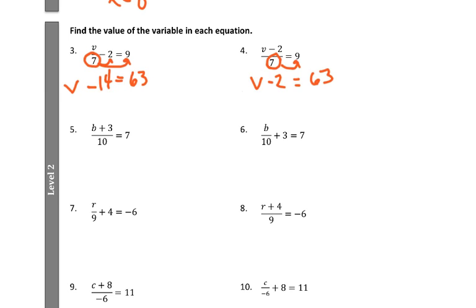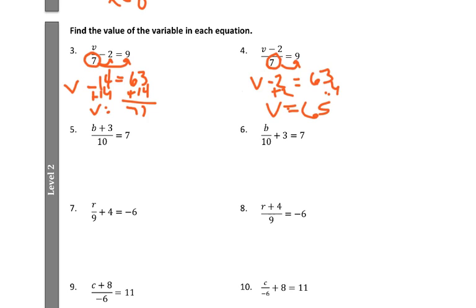Now, on question 3, I'm going to come back and add 14. And 63 plus 14 is 77. So once again, for question 3, we got that the answer was 77. If I add 2 to both sides on question 4, I get 65. So again, just 2 different ways to solve the problem. You could use the box of doom or get rid of that fraction if it's really stressing you out.